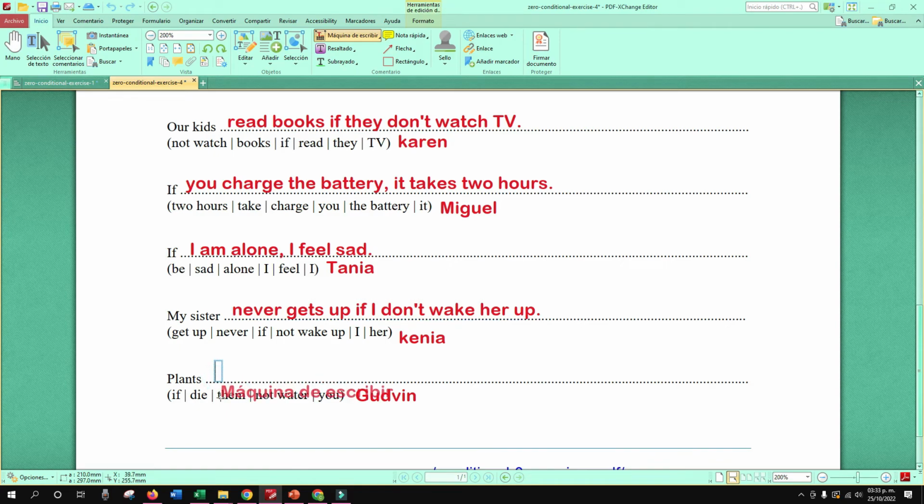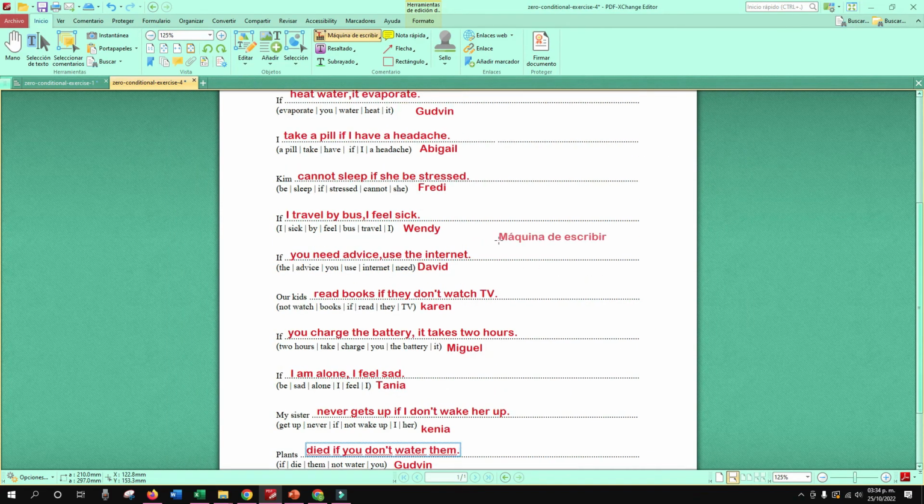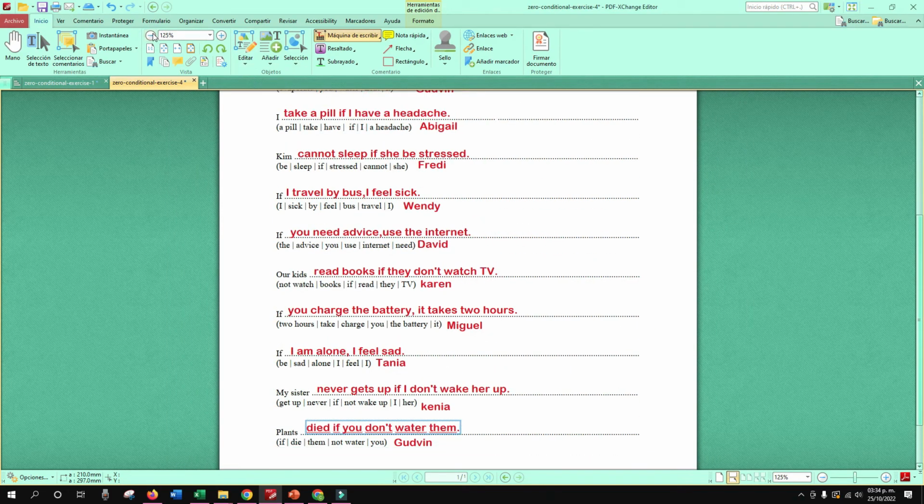What about the last one, Mr. Goodbean? Plants. Plants die if you not water them. Perfect. Plants die if you don't water them. Very, very good, right? So you have there the result. They die if you don't water them. Si ustedes no las riegan, ellas mueren, right? So there you have the sentences, guys.